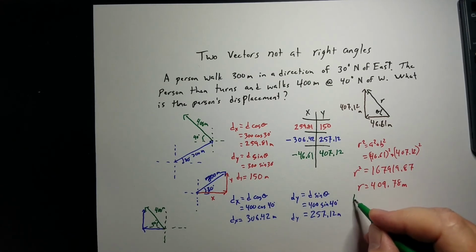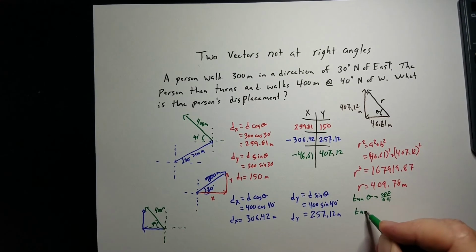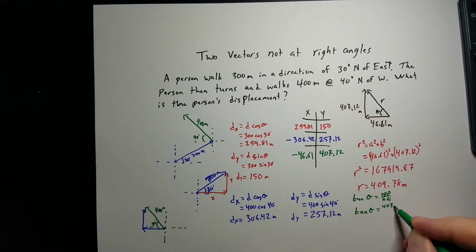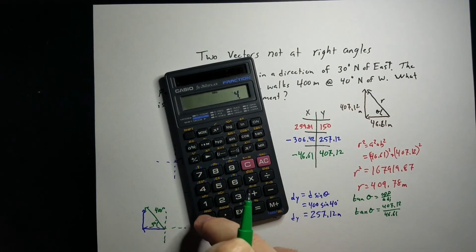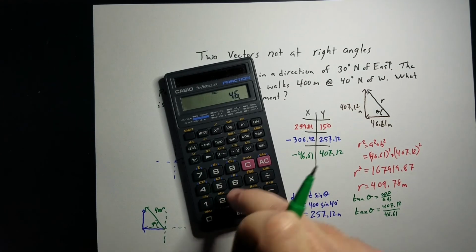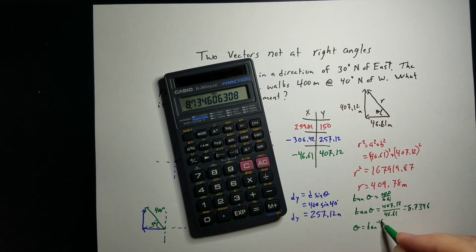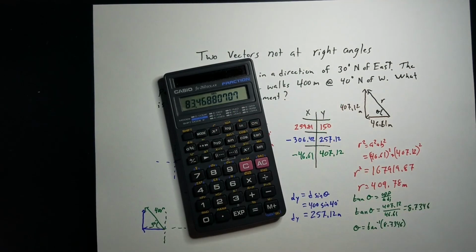So tangent of theta, opposite over adjacent. So tangent of theta would be 407.12 divided by 46.61, which gives me that number, 8.7346. I want to take the arctangent of that. And I get 83.47 degrees.